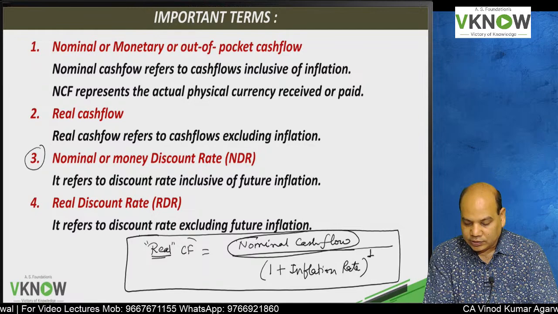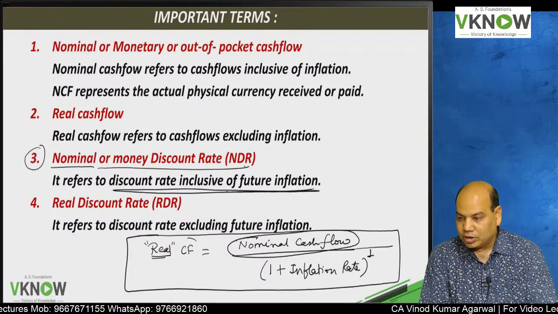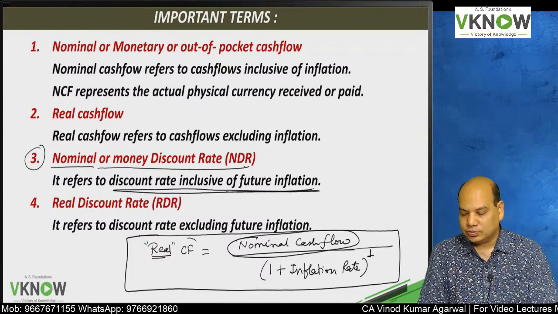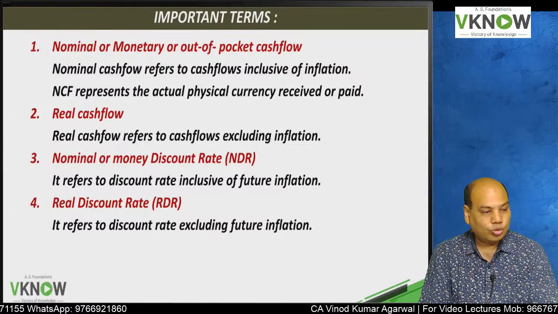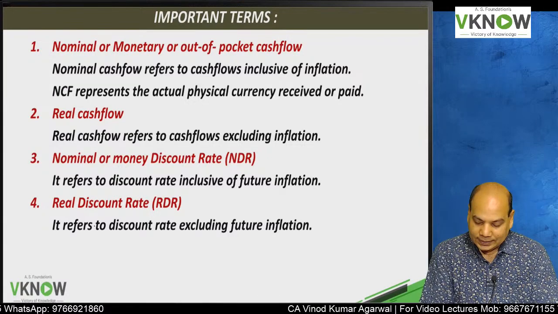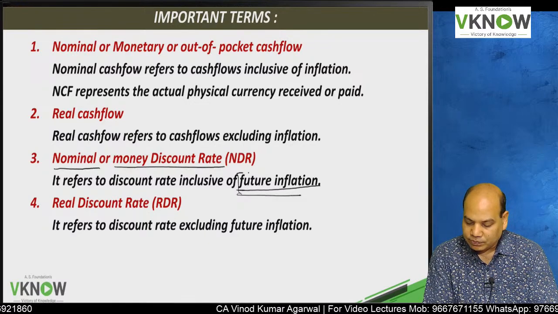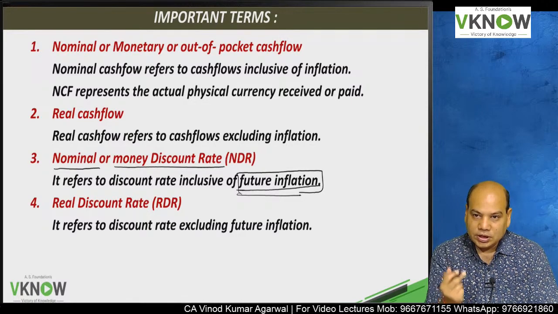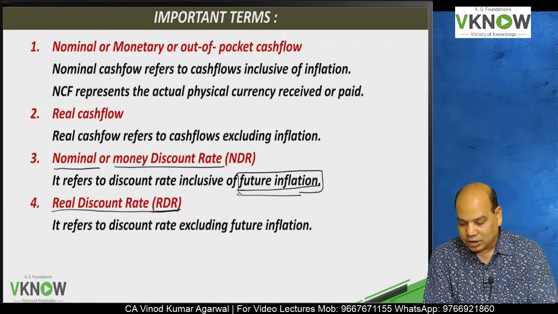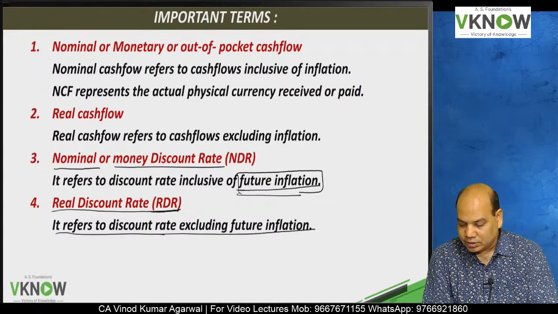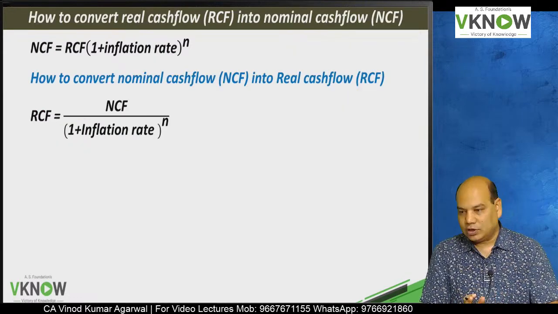Third is nominal or money discount rate. Nominal or money discount rate means the discount rate includes the future inflation also. Discount rate is including inflation. Discount rate is inclusive of inflation. So don't add inflation again. If the problem says nominal or money discount rate is 10%, it means they have considered future inflation in that required rate of return. Real discount rate, RDR, means discount rate excludes future inflation.